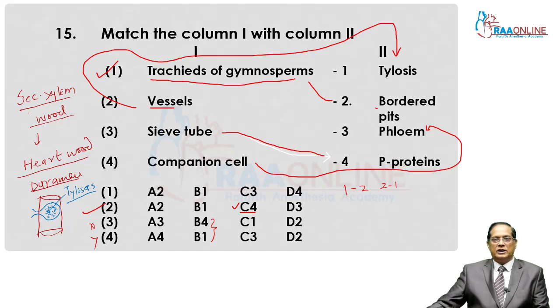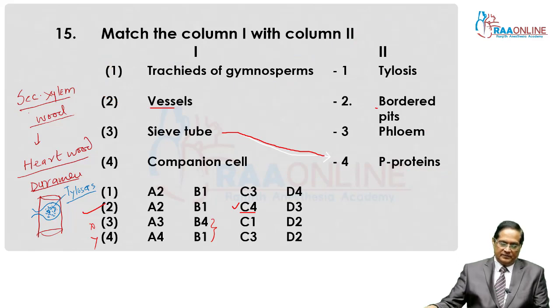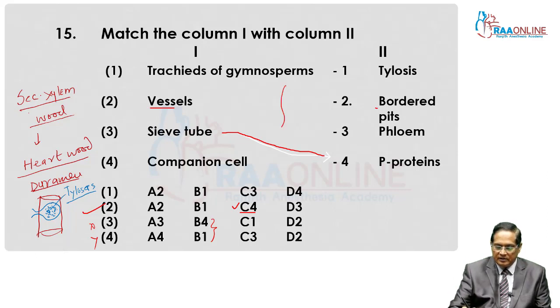Now second is bordered pit. Secondary wall of trachea. This is a tracheal cell. In this cell, the secondary wall, that is towards the inner side, is thick with interruption. See this interruption. These interruptions are known as pits.